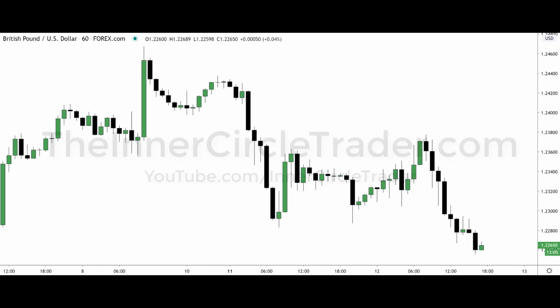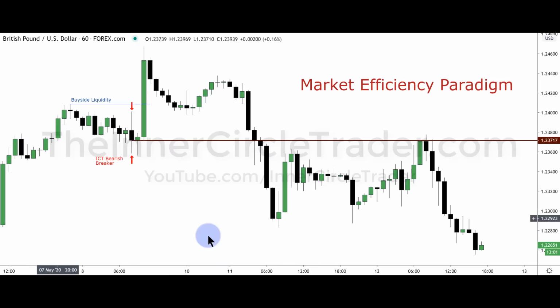Now I'm going to add the perspective that I teach my students. This is the market efficiency paradigm, okay? And what is that? It's basically the narrative of why price goes where it does and why it reacts the way it does once it gets there. And where is it reaching to next? Okay, so this particular candle here cuts to the whole narrative immediately.